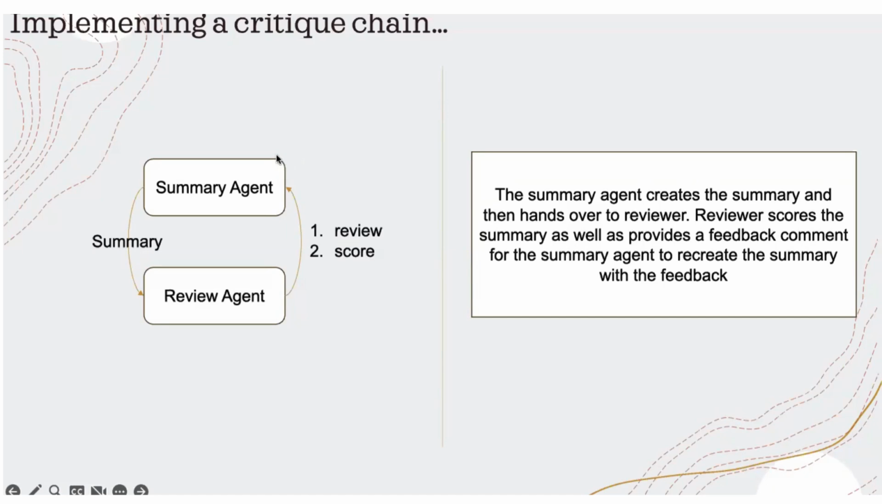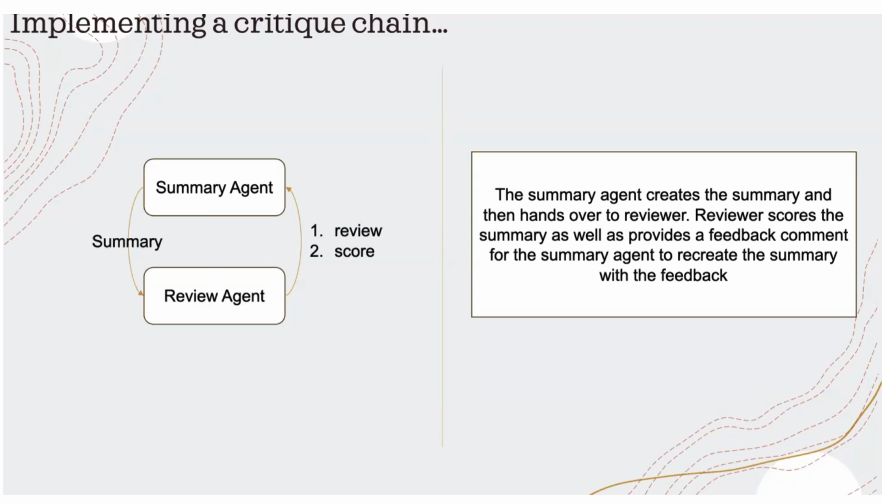And the use case is like this: we'll have a summary agent that will summarize a content provided to it. After summarizing the content, the summary agent will provide the summary to the review agent. The review agent will evaluate the summary and create a review score and a review feedback. The score will be between 1 to 5.